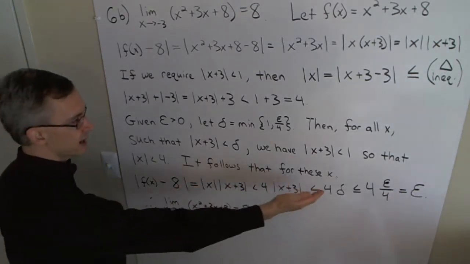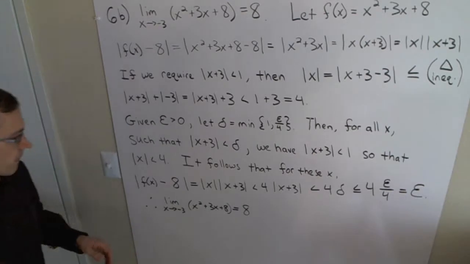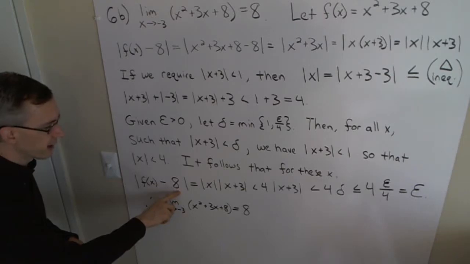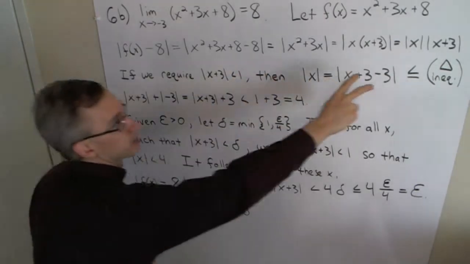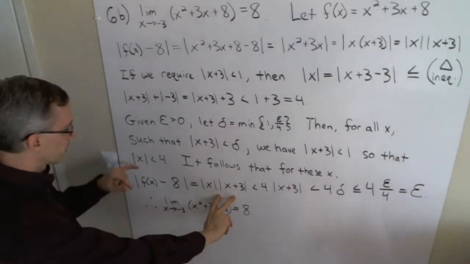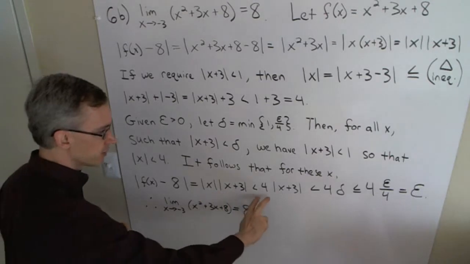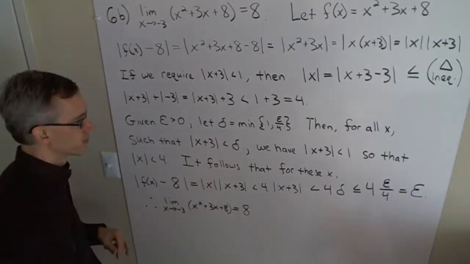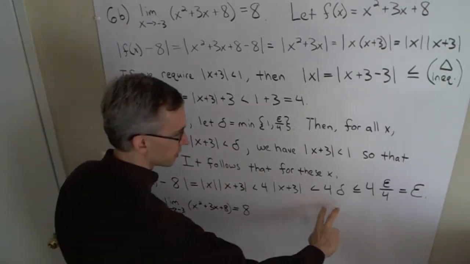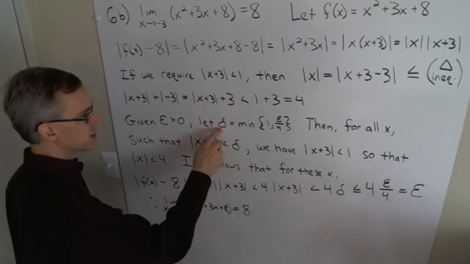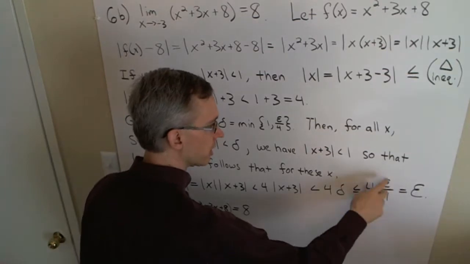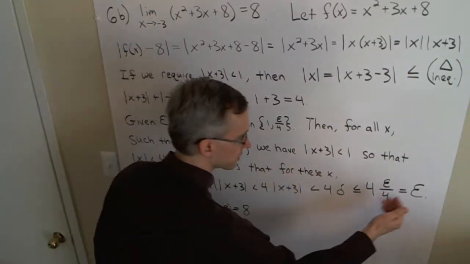It follows that for these x, the distance between the function evaluated at x and our limit of 8 equals, we've already shown this expression equals this, so we'll just substitute that in here. We know that the absolute value of x is less than 4, so we'll substitute here. We set a bound on |x + 3|, so we can substitute in delta. We know that delta is the minimum of these two values, so delta has to be less than or equal to epsilon over 4. 4's cancel, and we get epsilon.